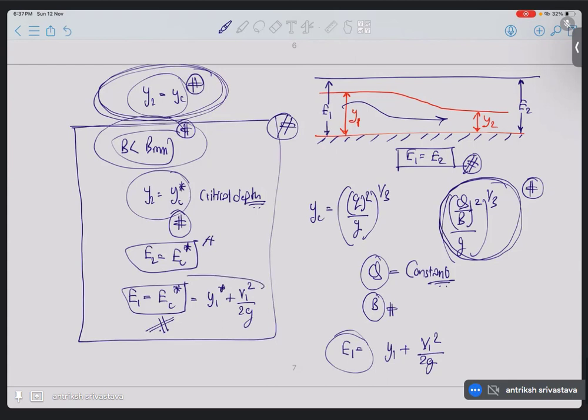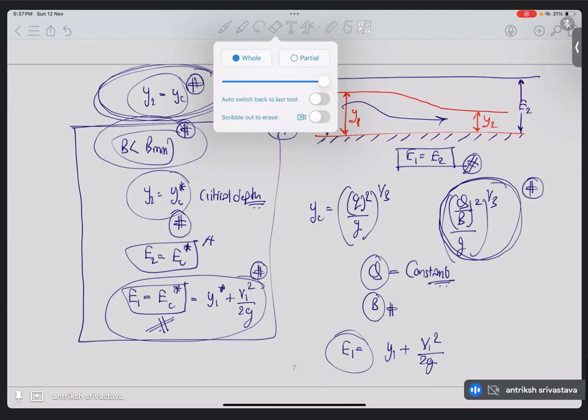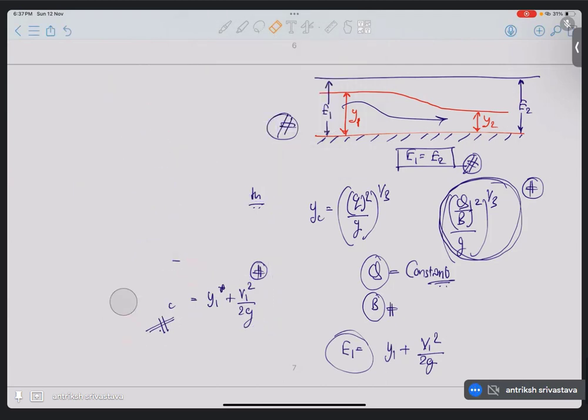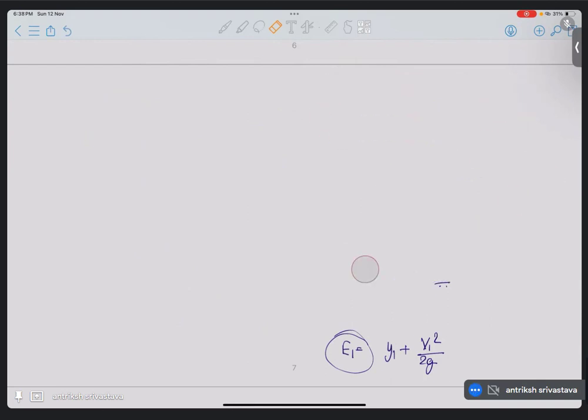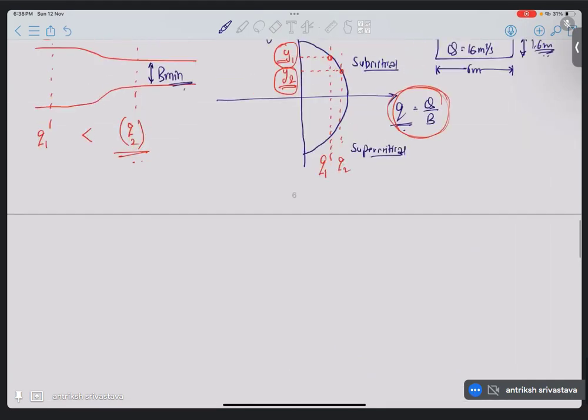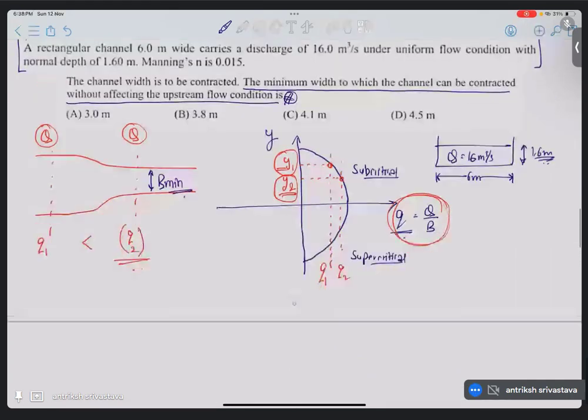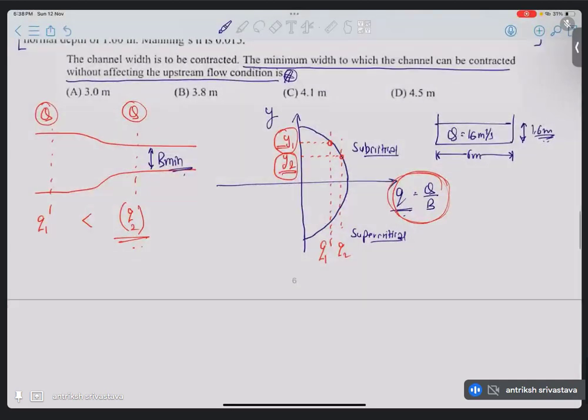Okay. So let's look at some questions to understand this. First, let's solve the question given to us, and then we will understand through another question where we have the downstream channel width lower than the minimum allowed width. Okay, so these are the standard information that is given to us. So let's draw the channel.